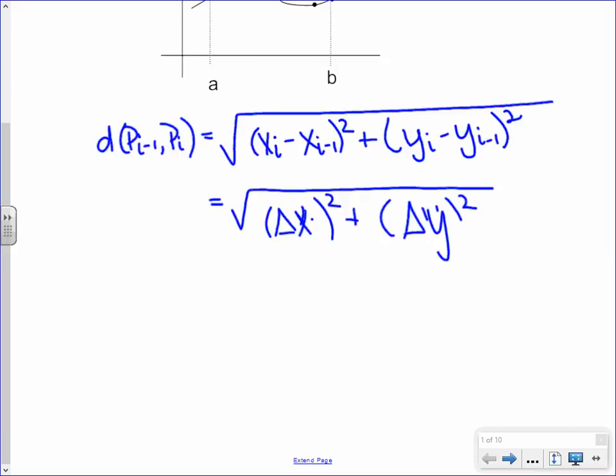I'm going to do a little trick, a little math magic, if you will. I'm going to multiply this by delta x squared over delta x squared. That is legal because essentially we are multiplying by 1. It does not change the value.